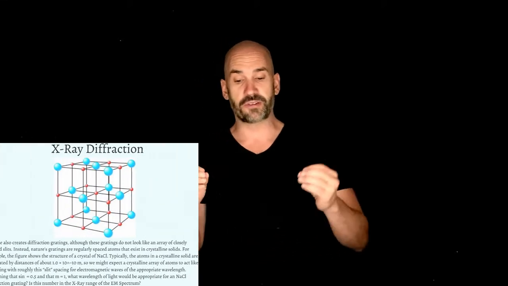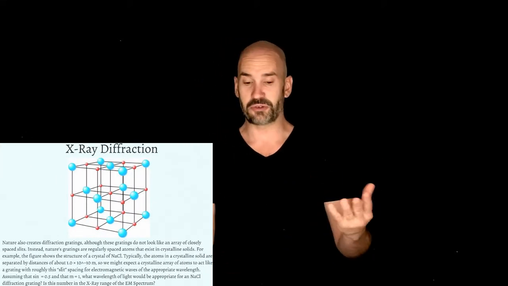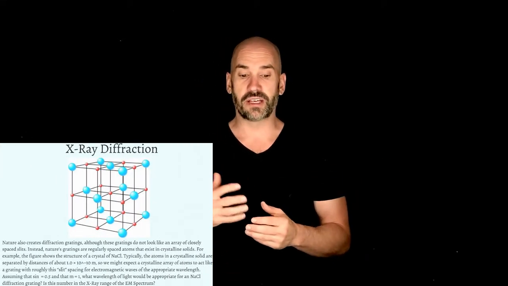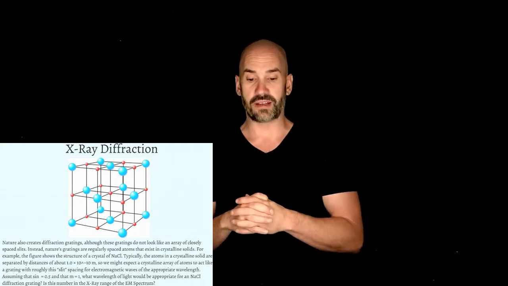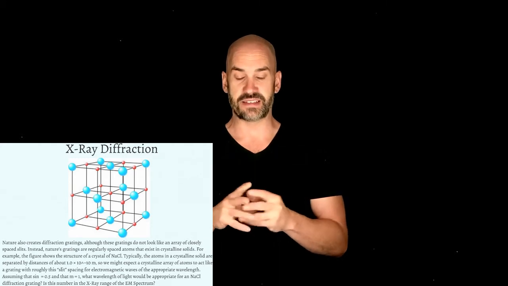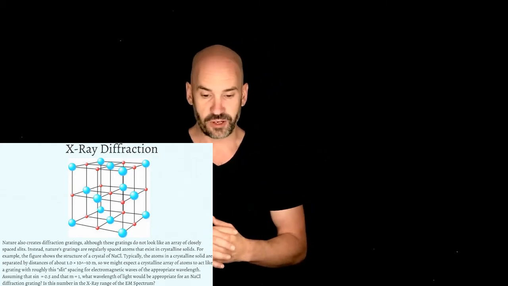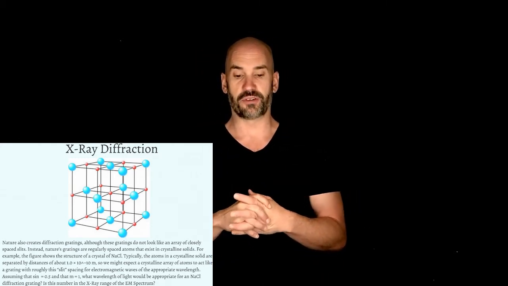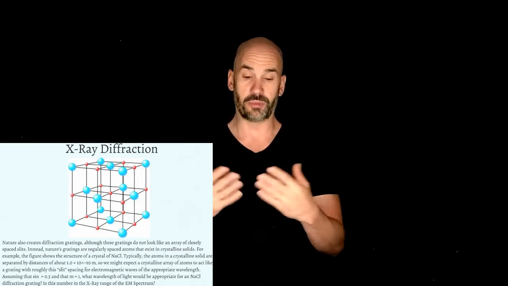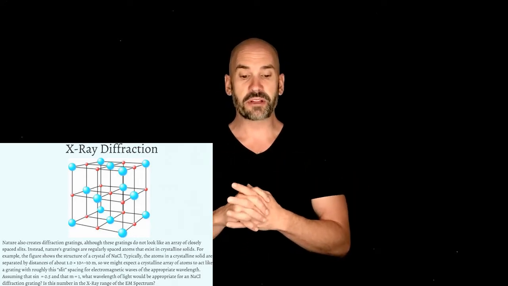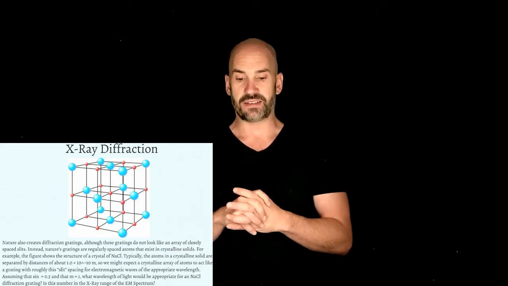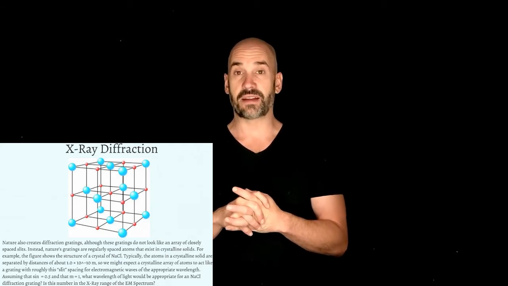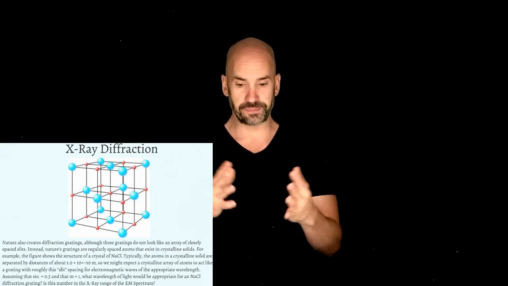Nature also creates diffraction gratings. They do it naturally, although these gratings do not look like the array of closely spaced slits. Instead, nature's gratings are regularly spaced atoms that exist in crystalline solids. For example, the figure shows the structure of a crystal of NaCl, sodium chloride, salt. Typically, the atoms in a crystalline solid are separated by distances of about 1 × 10 to the minus 10 meters. That's called an angstrom.